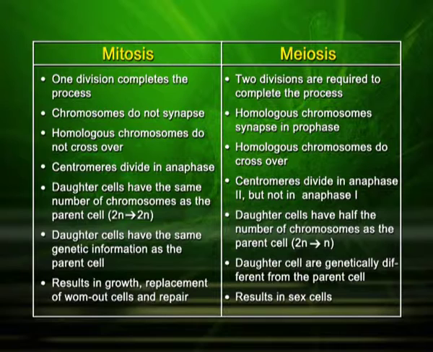Mitosis results in growth and replacement of worn out cells and repair. Meiosis results in the formation of sex cells or gametes.